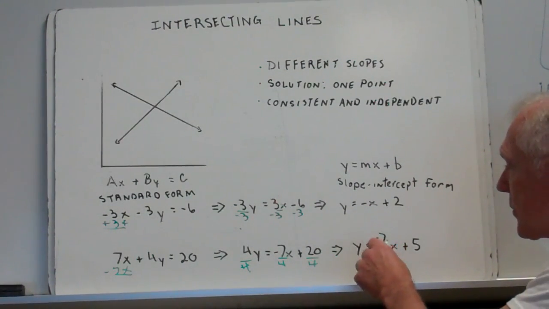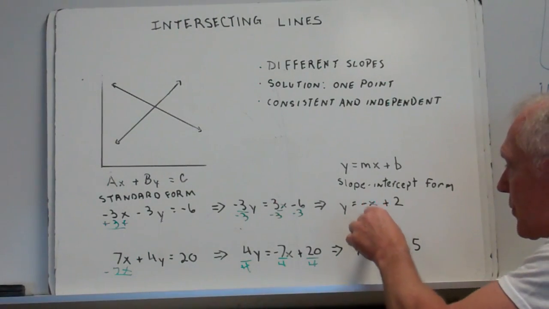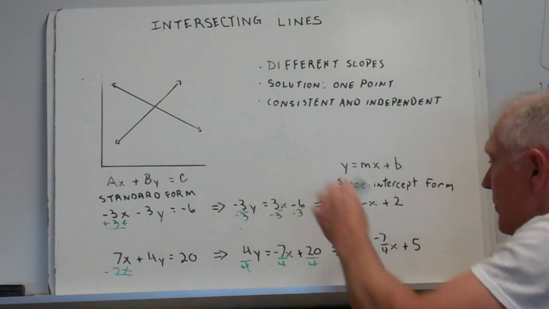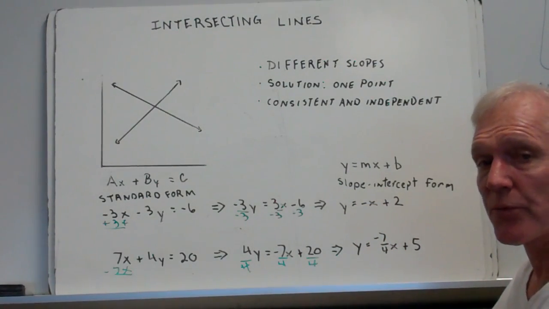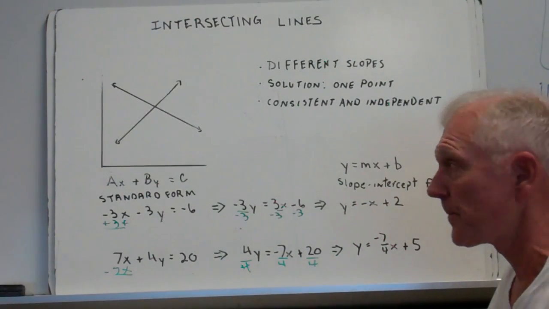So in this example, you can see that the slopes are different. No, they do not match the graph example I have up there, but you can see that they were different, and so therefore these two lines will intersect.